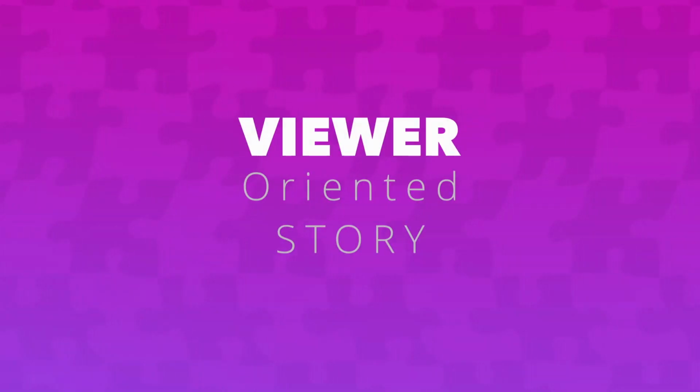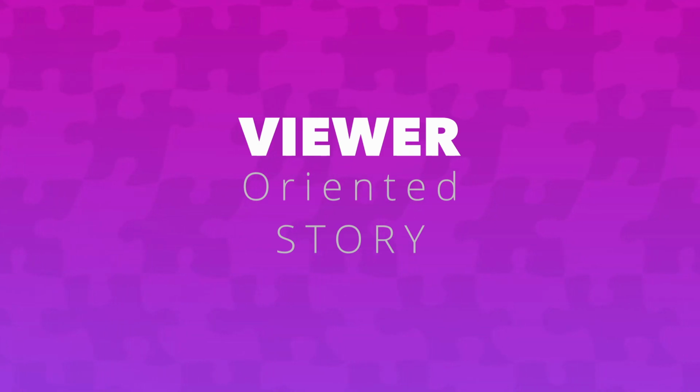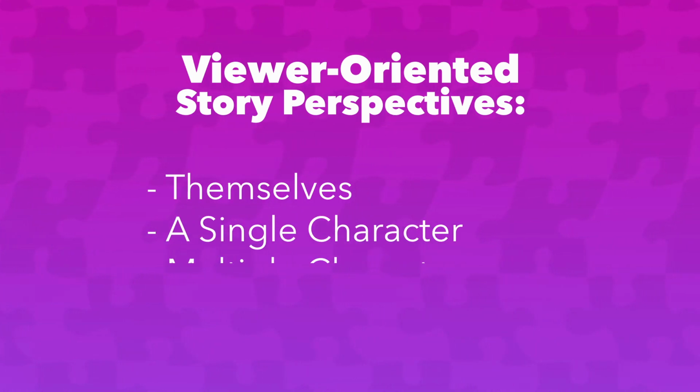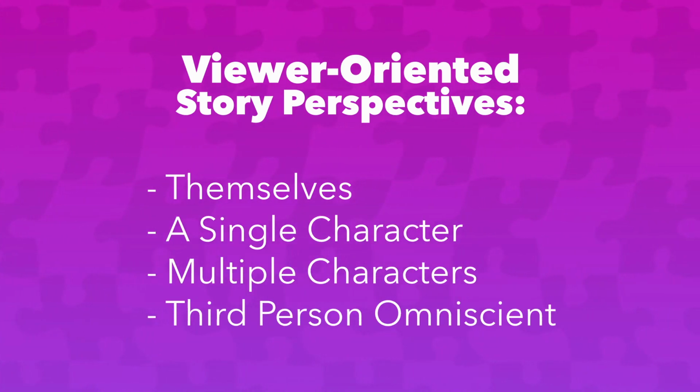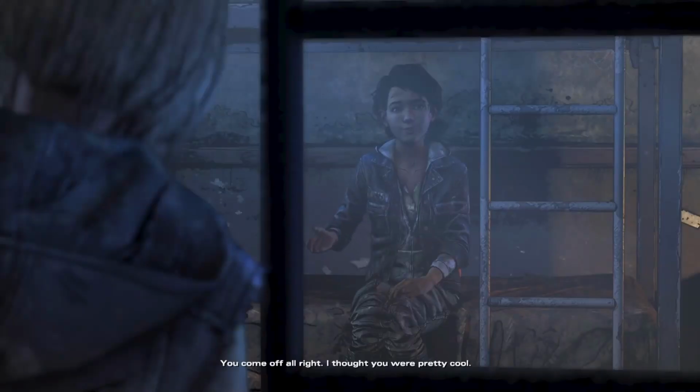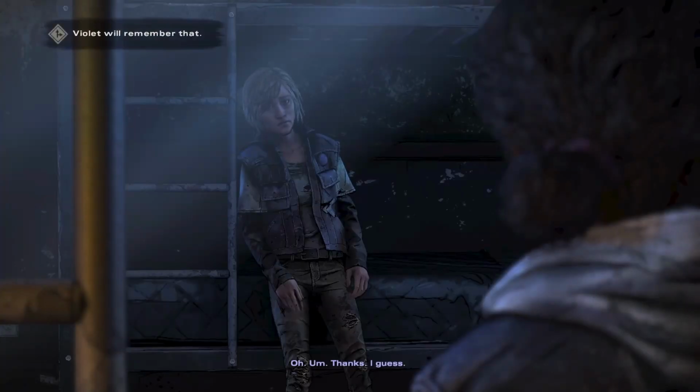characters. First, let's consider what it means when we want a story to be oriented around the viewer. That doesn't mean that the viewer is always going to be themselves. You can have them take on the role of a single character, multiple characters, or a third-person omniscient point of view, although that last one can get a little murky. But whatever you choose, you want to make sure that the player has influence on major character beats.